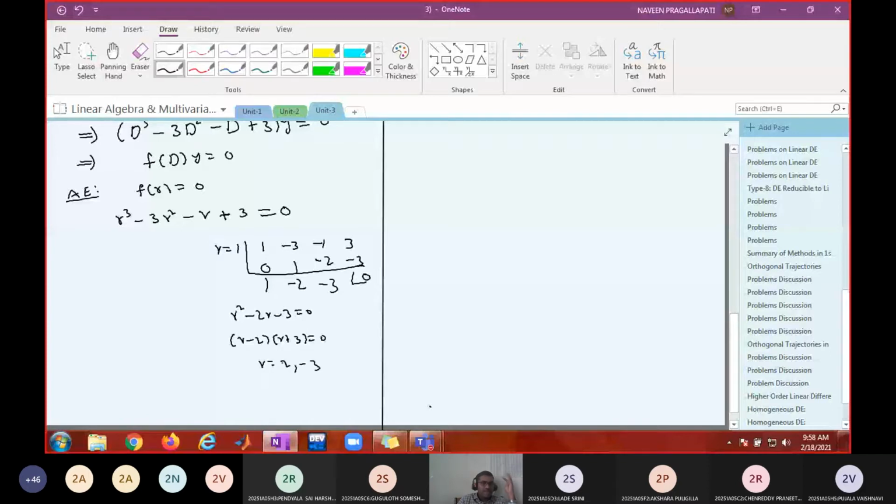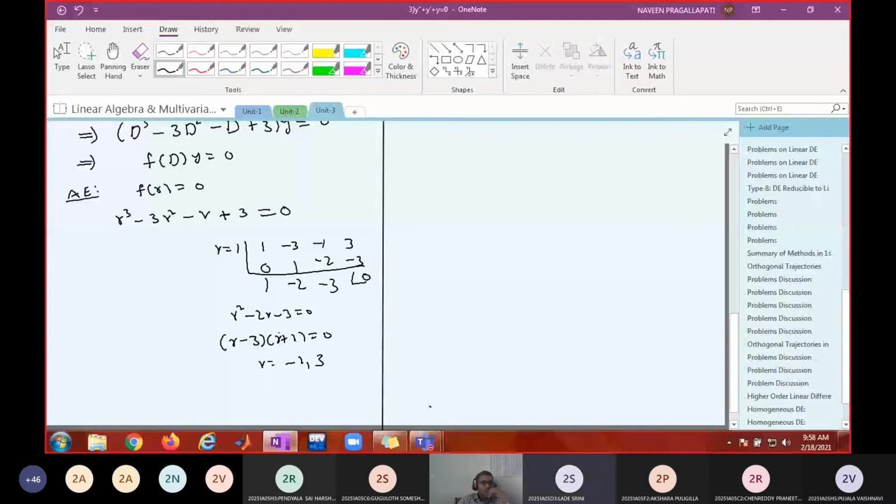Am I right? r minus 3? I think there is a mistake, right? What is the factorization? r minus 3 into r plus 1. Am I right? So roots will be minus 1 and 3. Is it fine?